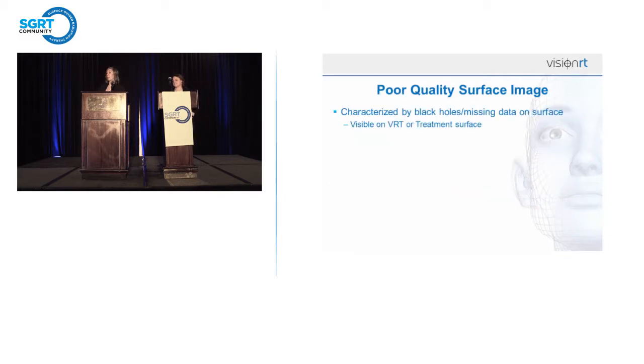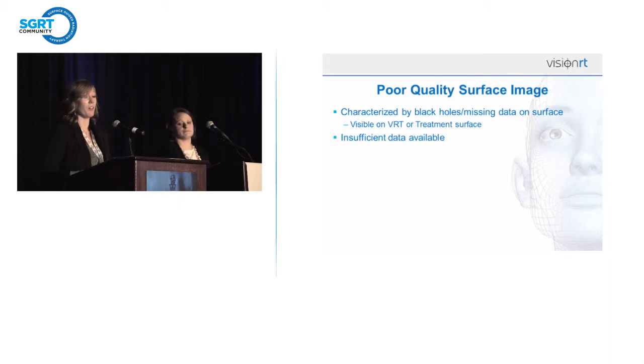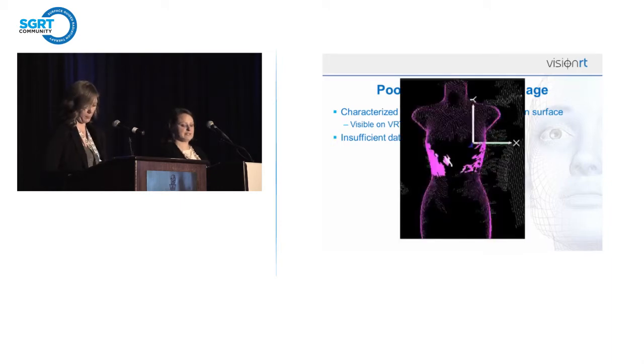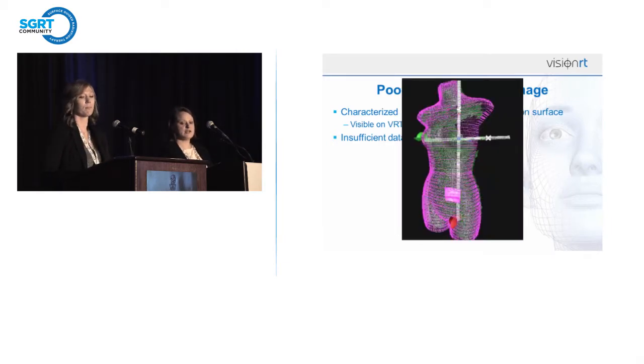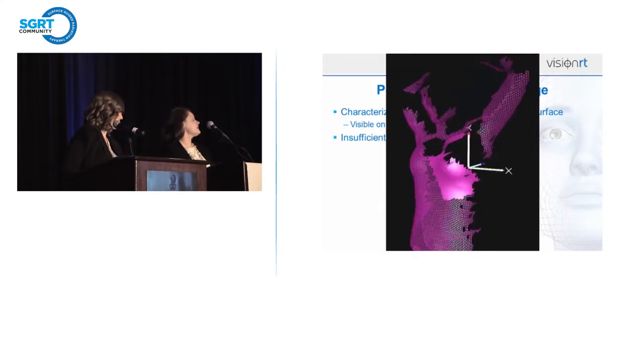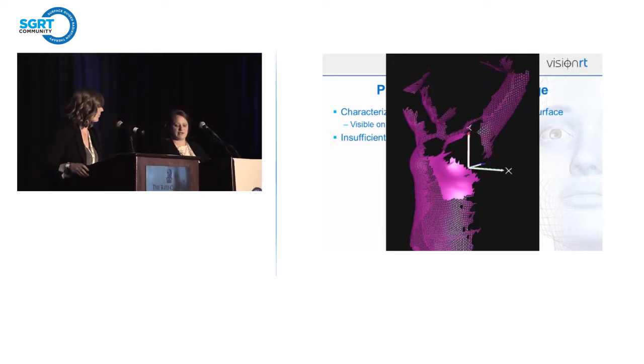This is characterized by black holes or missing data on either a VisionRT reference or treatment surface. Insufficient data can be unavailable here. An example is the reference image right here. We're missing all the information at the center of the patient, which is where our ROI is. On this next image, our treatment capture surface is missing information as well. This is a real patient, not just a phantom, and we can see that we're missing a lot of information on that lateral side, which is also the area of the ROI.